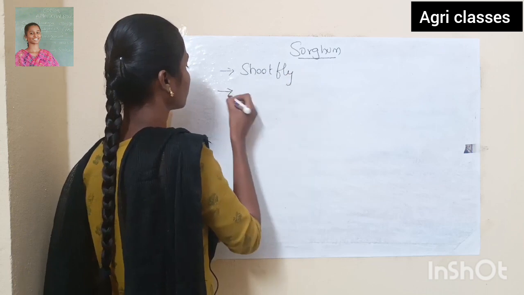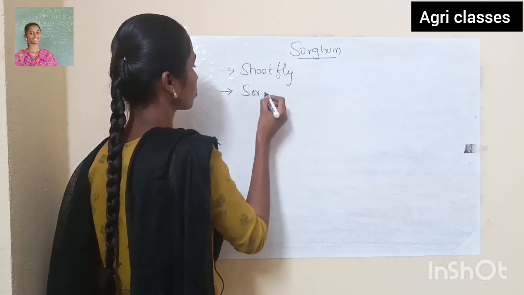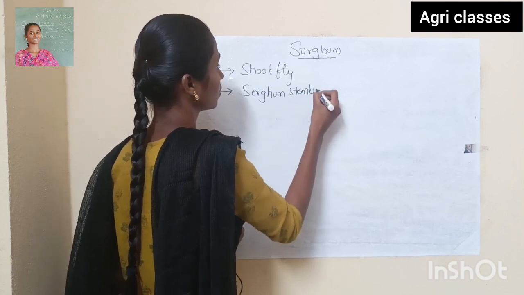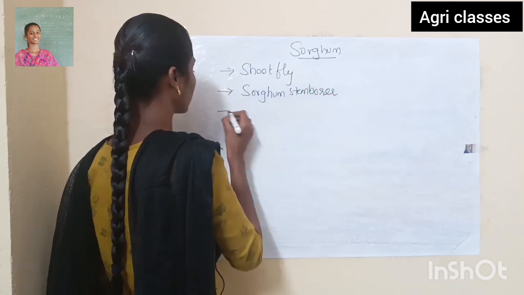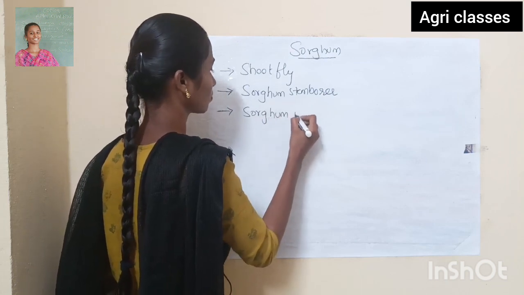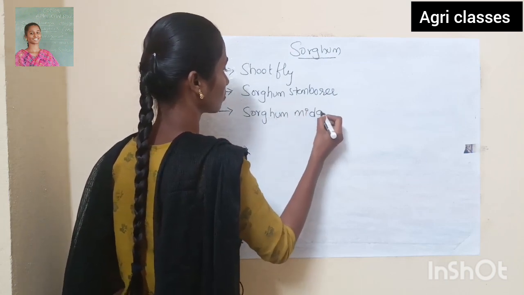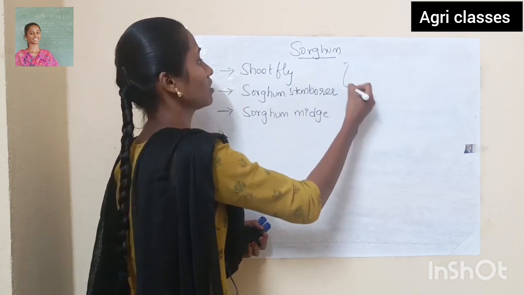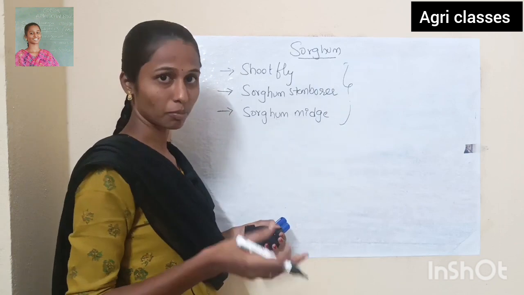Sorghum shoot fly, sorghum stem borer, and next thing sorghum midge. So these are the most important pests in sorghum. So first we will discuss about shoot fly.